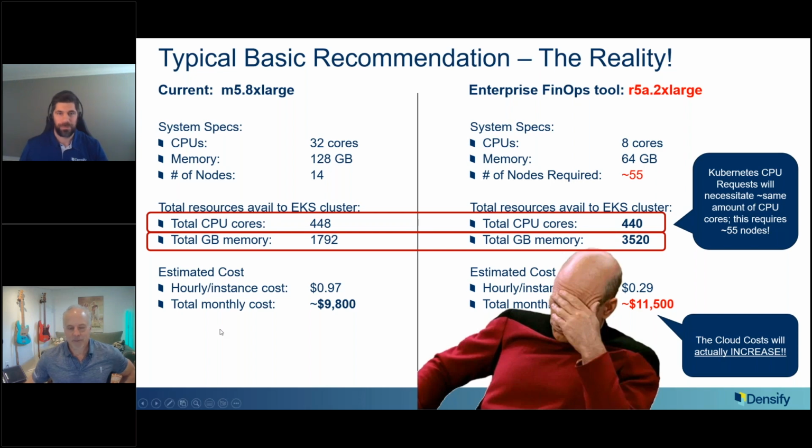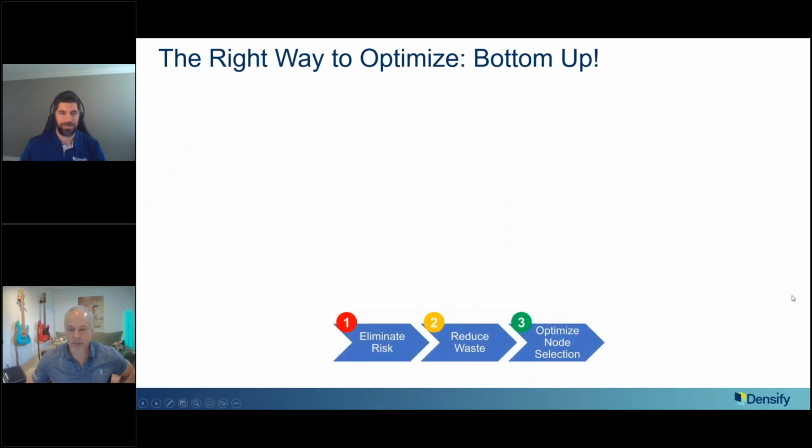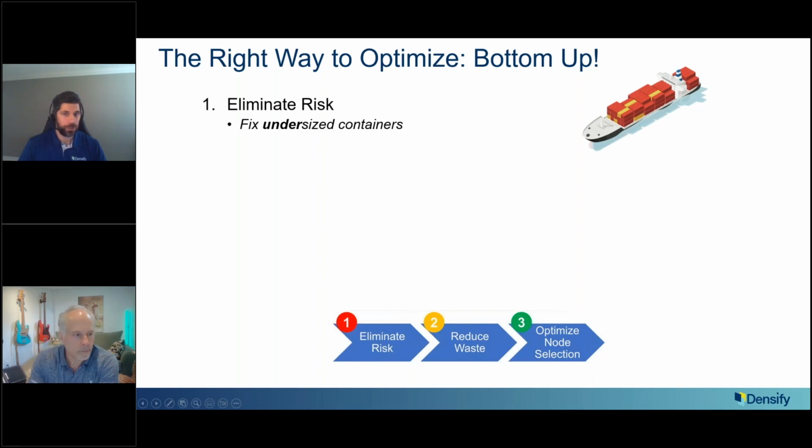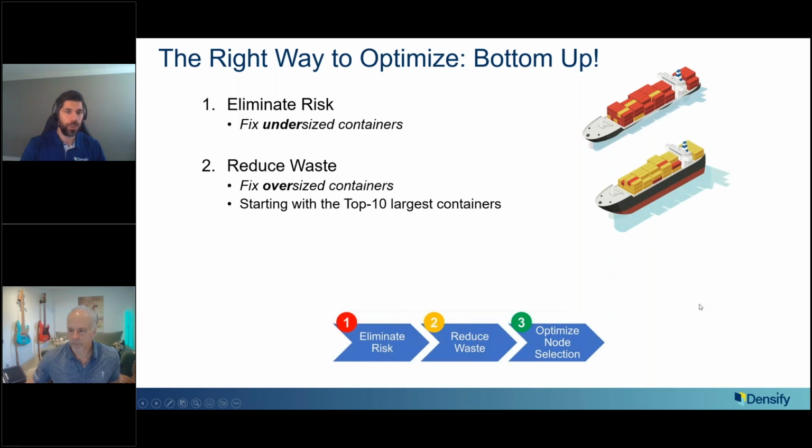And we see that a lot of times, where customers talk to us about the fact that they've made bad recommendations and now they can't get the attention of the folks that control these resources again. That's right. So the right way to optimize this is you've got to go bottoms up, and there has to be a little bit of strategy. The containers that are at risk are ones where the request values are lower than expected. These are the ones we need to fix first, because they're being propped up by the ones that are oversized. Strategy: eliminate the risk, fix those first, then you can reduce the waste.